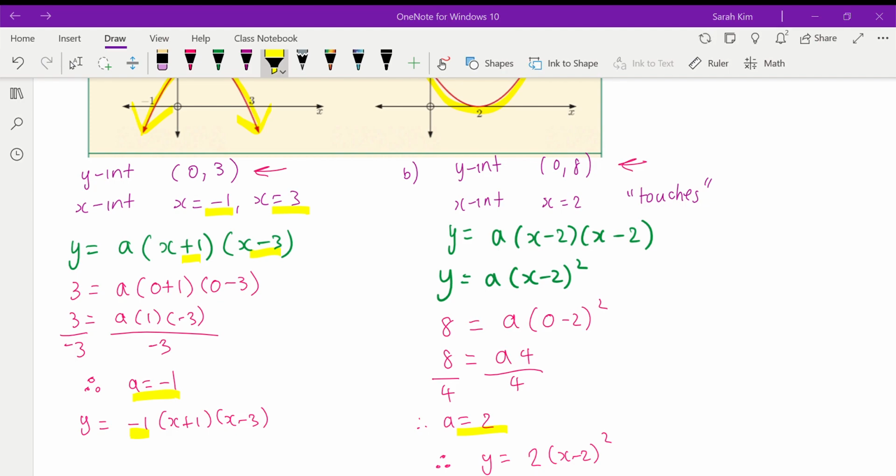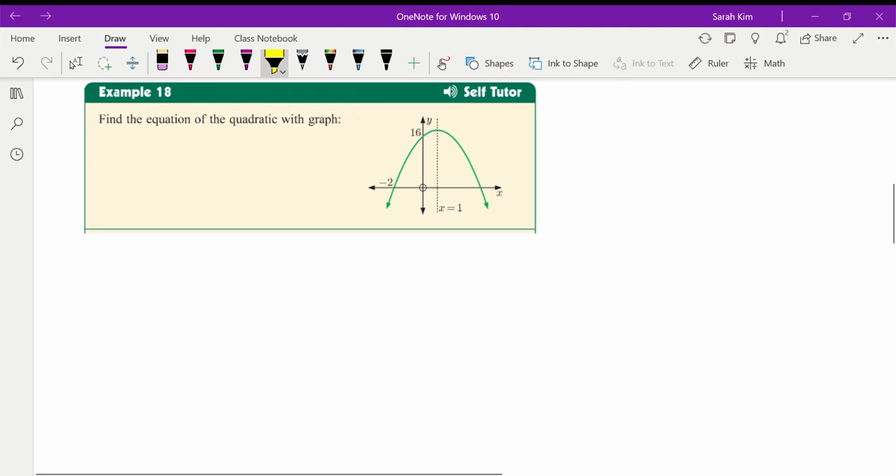Let me just go to the answers and double check that all of my answers were correct. 2 and then minus. Perfect. All done. So let's do example 18. So similar stuff, but when I write my facts down, I have to just look at the graph a little bit carefully. So my y-intercept, 0, positive 16.